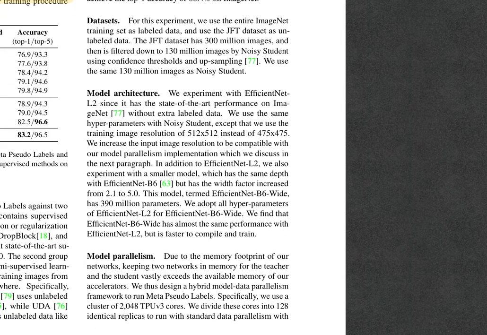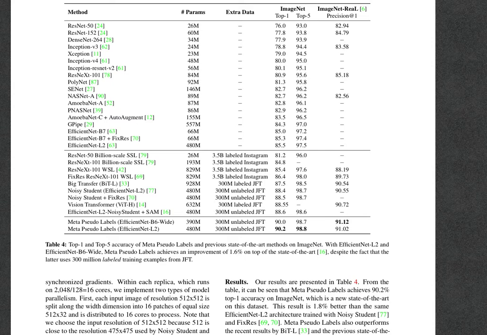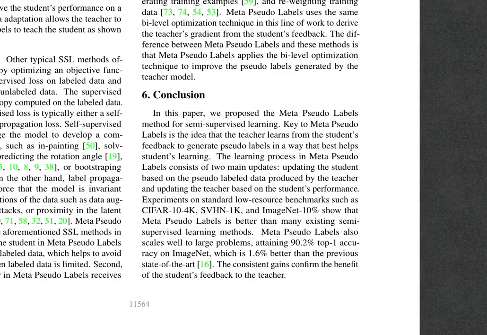For the larger scale experiment, they have been using the EfficientNet-L2, with the same hyperparameters as Noisy Student, except they use this resolution instead of that. And the reason why goes back to this model parallelism, which requires a shape of 512 by 512. And the results of the meta pseudo labels indicate that they are improving on the state-of-the-art on ImageNet. They have also presented a reduced meta pseudo labels, which is a more economical model, or a light version, which obtains 86.9% top 1 accuracy on ImageNet, which is a pretty good accuracy.